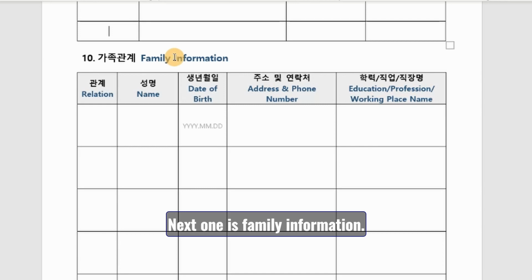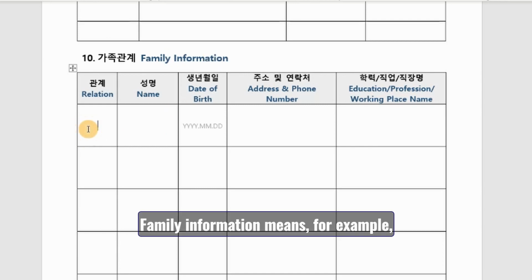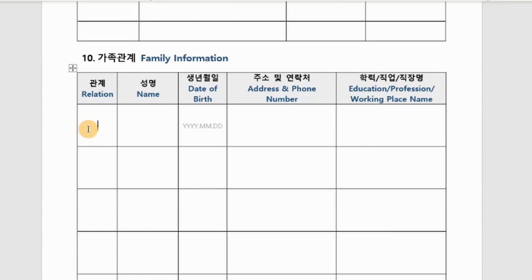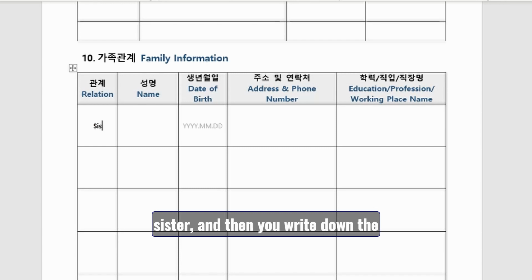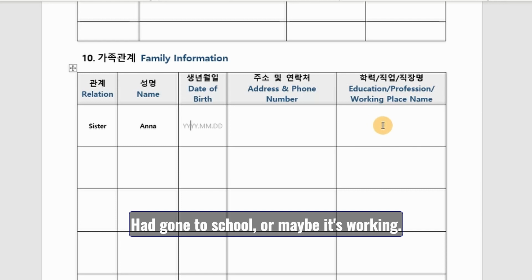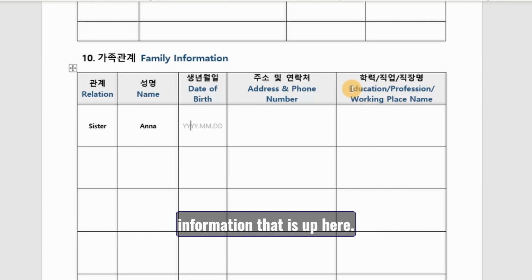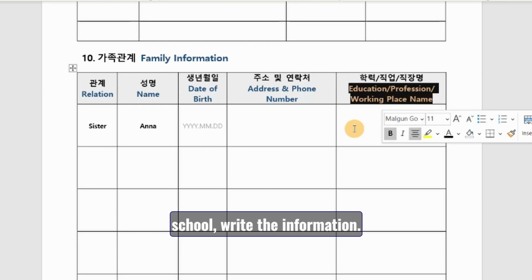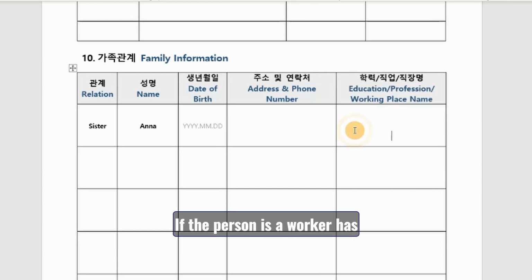Next one is family information. Family information means, for example, you have a sister, you write down a sister, and then you write down the name, Anna, and then date of birth. You write the day, the month, the year, address and phone number. If the person had gone to school or maybe is working, write any of the information that is up here. If the person is still going to school, write the information. If the person is a worker, has a profession, write it down.